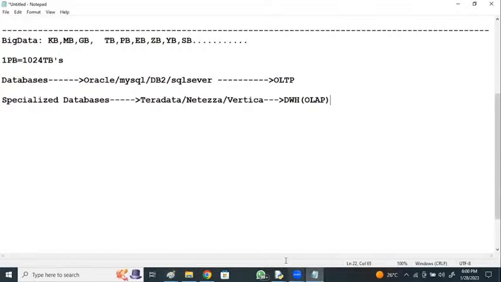So, as a solution to all the storage and processing level problems, we have got a framework called Hadoop. Hadoop is meant for two things.